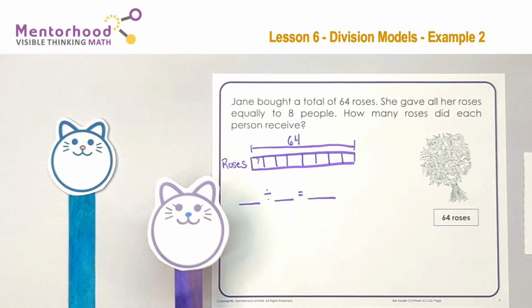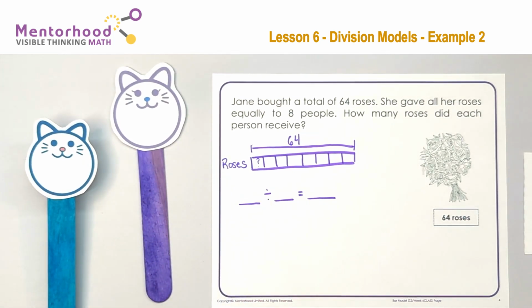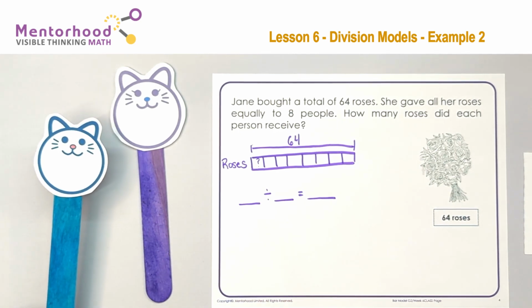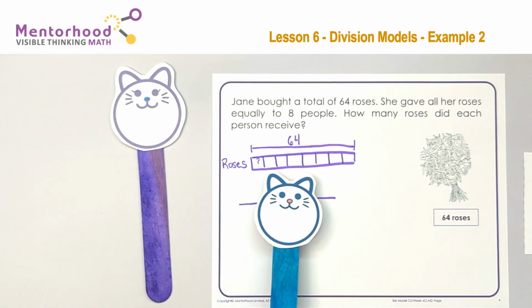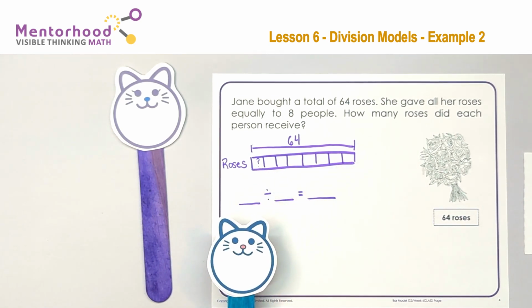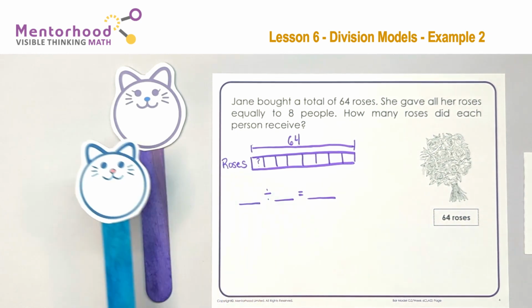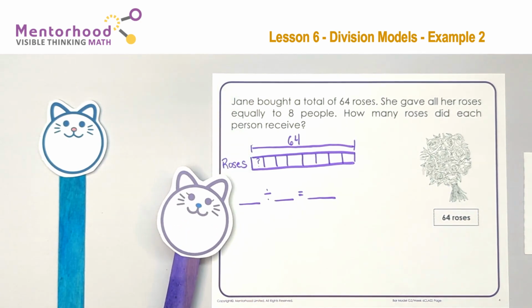Matthew, what number goes in the first spot? Oh, yeah. Well, this would have to be the big number, right? Because with division, you're taking something big and dividing it into something smaller. So you have to start with the biggest number. You have to start with the total. That's right. So let's put 64 in our blank.